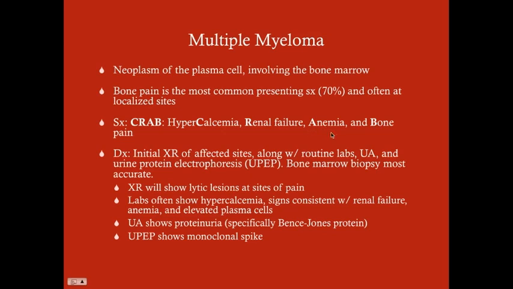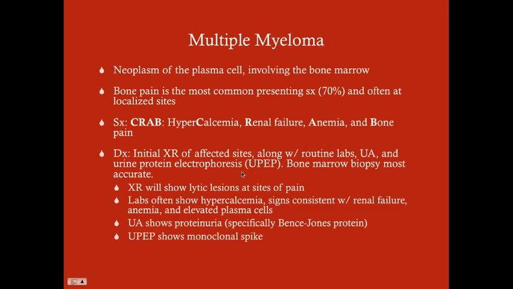So what you're primarily going to see presentation-wise is anemia, which would be, of course, fatigue and bone pain. For diagnosis, you're going to get an X-ray of affected sites. You're going to get routine labs, urinalysis, and a urine protein electrophoresis if we're really thinking multiple myeloma. And anytime you have these CRAB symptoms, you should be thinking multiple myeloma.